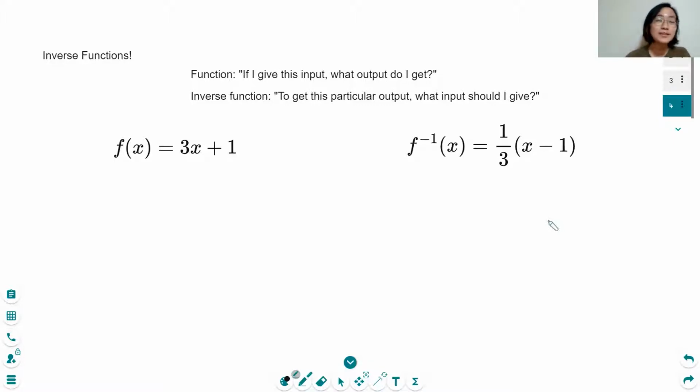The best way I can express this is: normal functions answer the question, if I give this input, what output do I get? And what an inverse function answers is this question: to get this particular output, what input should I give? So the question is backwards. It's asking what input should I give?